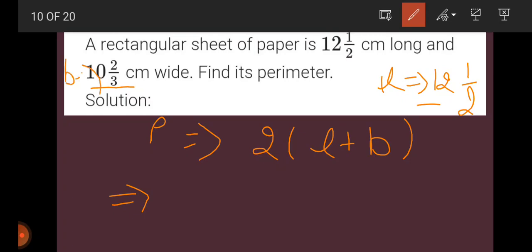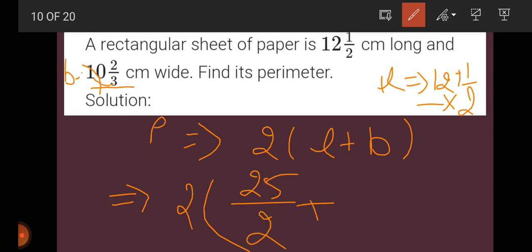So first, this is a mixed fraction. First we convert it to a simple fraction. So how can we convert this to a simple fraction? Multiply by this number and add: 12 times 2 is 24, plus 1 is 25 by 2. I put the value here, and second is 10 times 3 is 30, plus 2 is 32 by 3. And then we take the LCM, because here the fractions are unlike fractions.